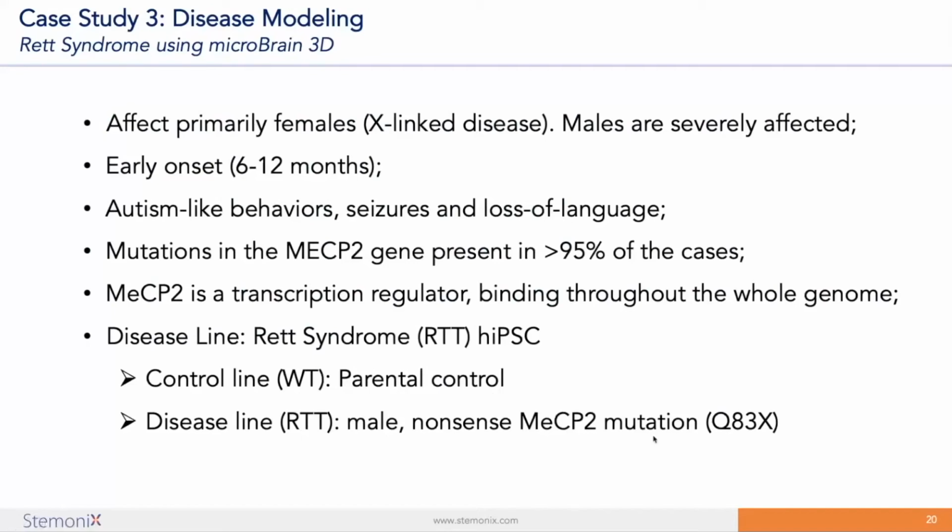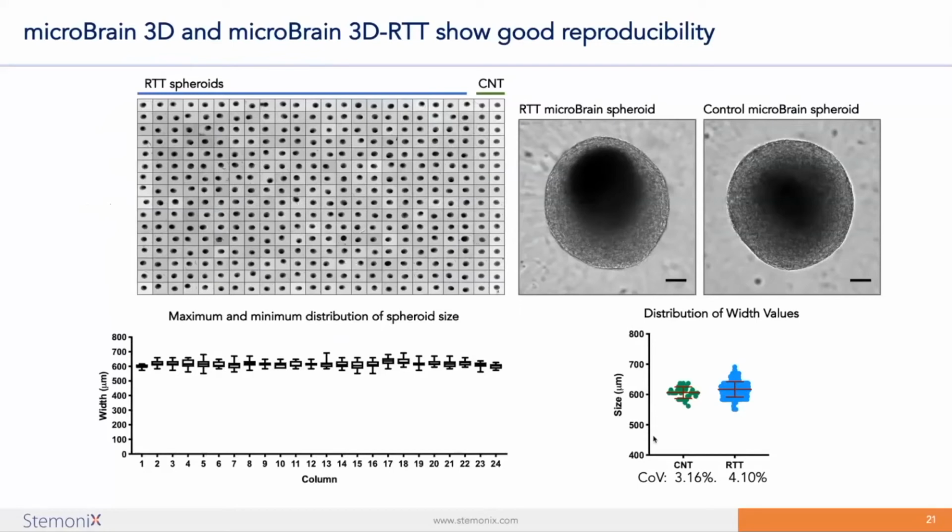Now, the first thing that we did was to generate the lines and ensure that they could be used in the microBrain assay. This is an example looking at a 3D 4-well plate where the rows on the left are the Rett spheroids made from the Rett patients, and the columns on the right are from the control patient. Again, 1 spheroid per well, a very good reproducibility of spheroid size, and that's quantified and shown over here on the right-hand side.